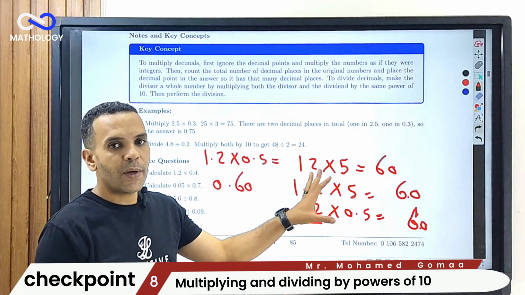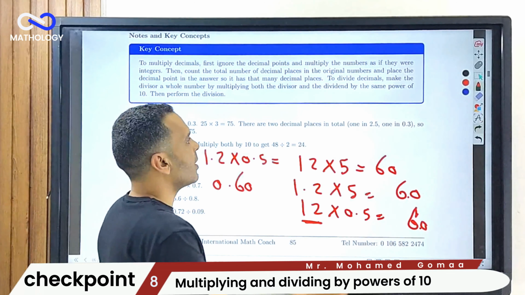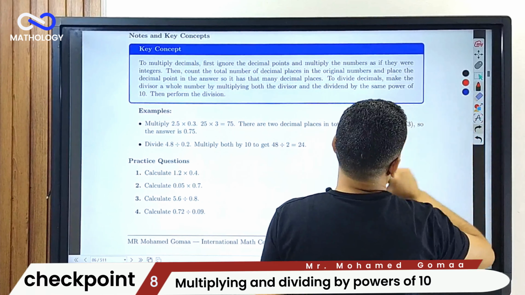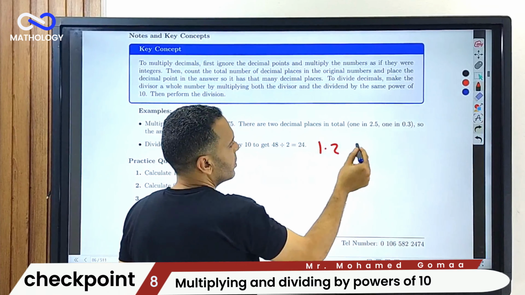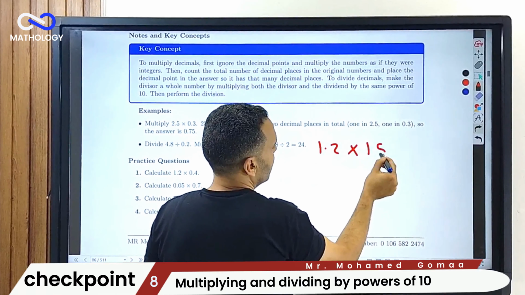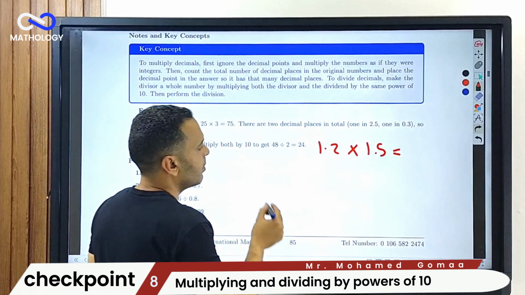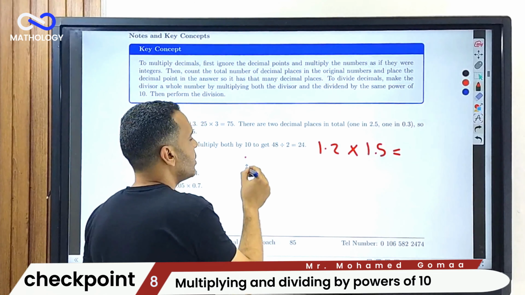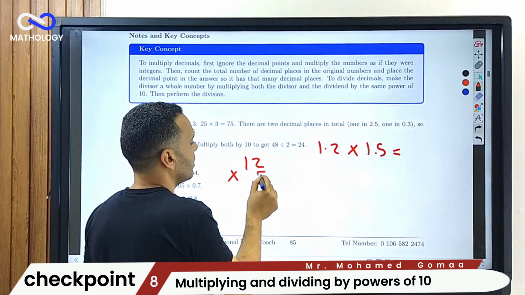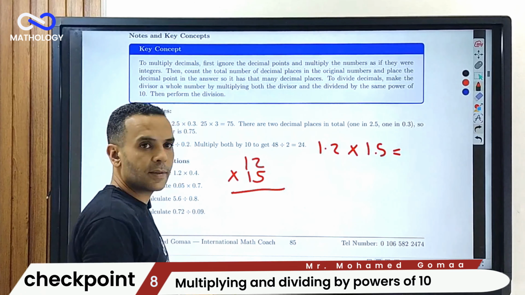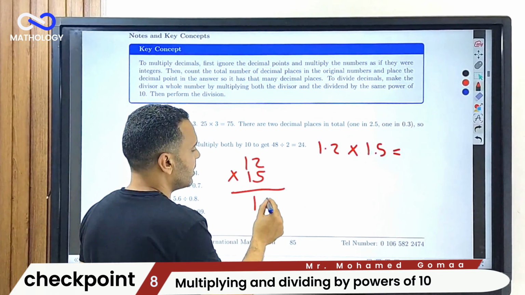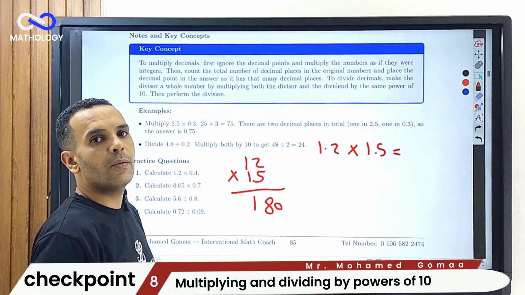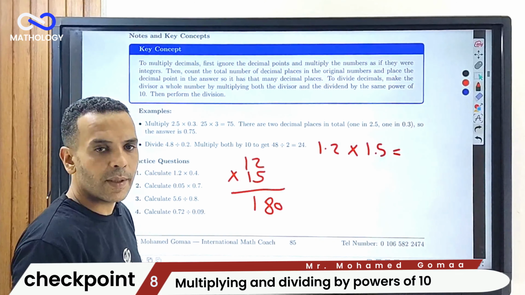Perform the operation without any decimal point. Like if you want to multiply 1.2 by 1.5, ignore the decimal points. It will be 12 multiplied by 15, and if we multiply 12 by 15, we will get 180.